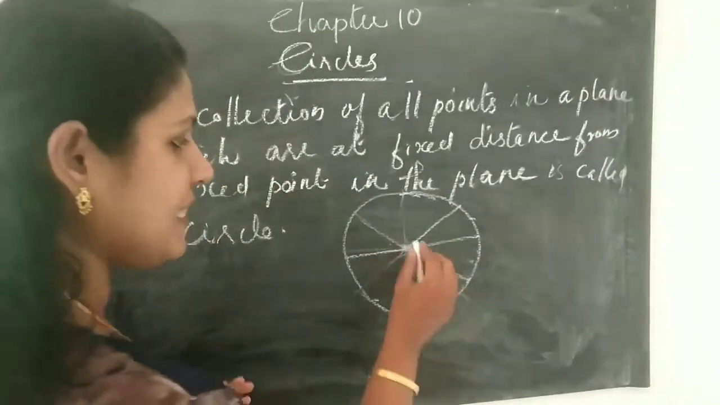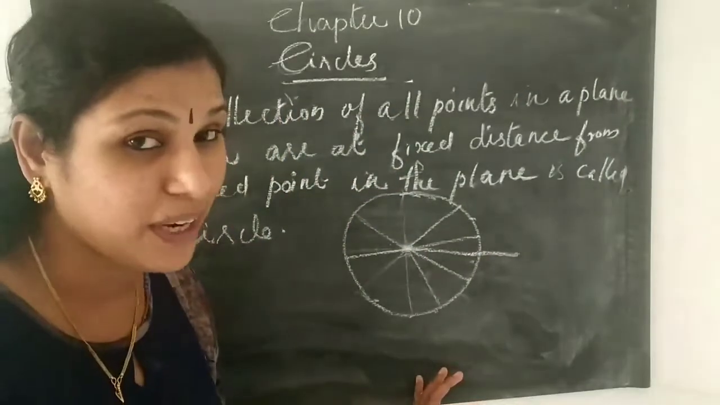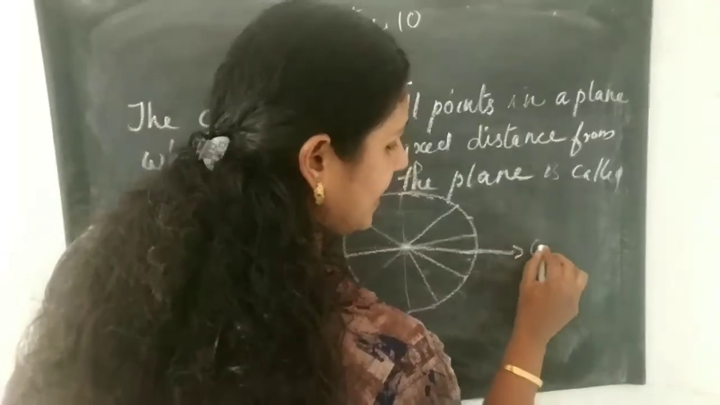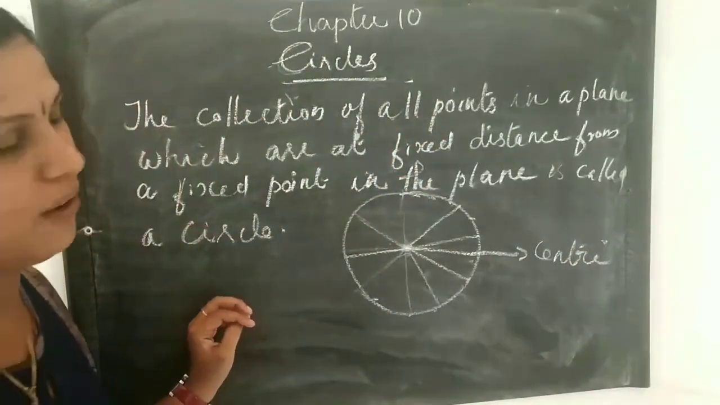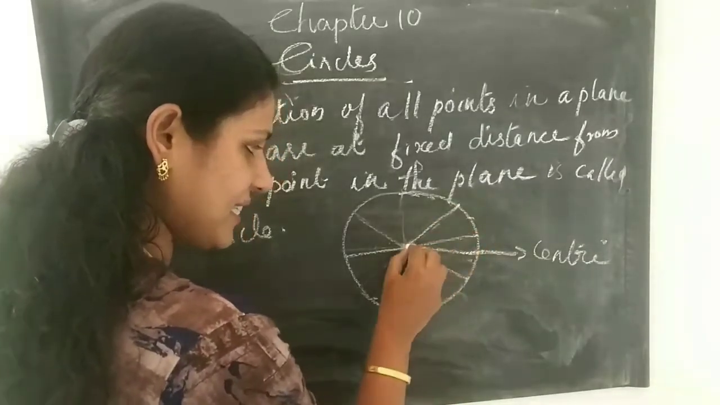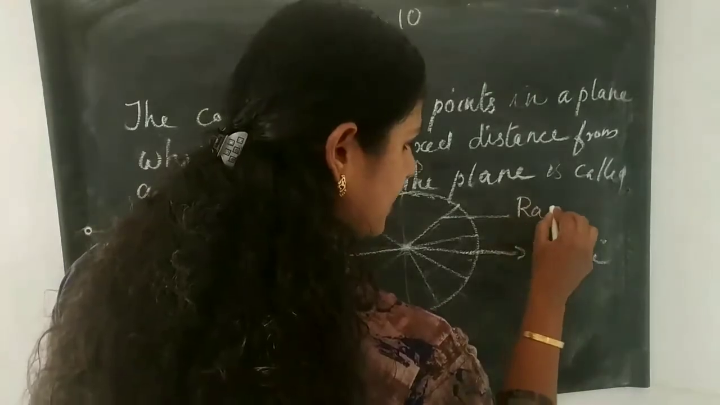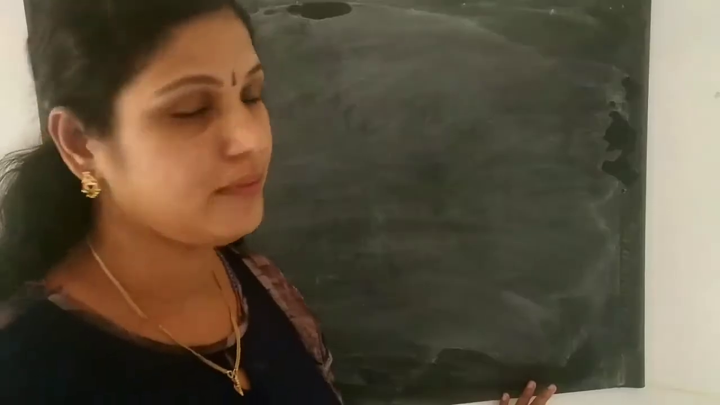You know what this fixed point is known as? What is it? That is center. It is the center of the circle. And the distance between the circle and the center is known as the radius. Radius of the circle. Okay.